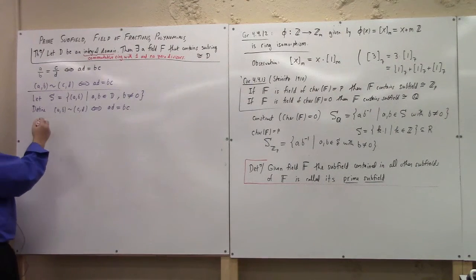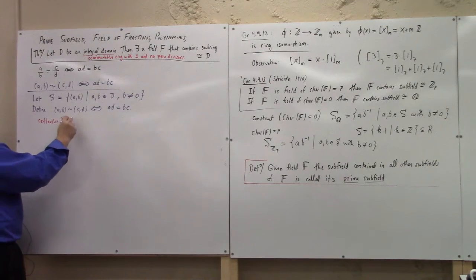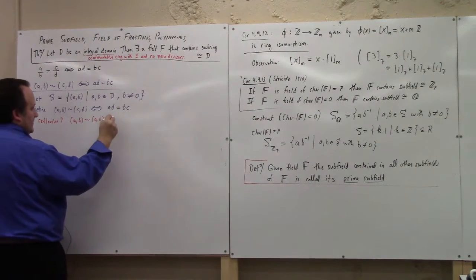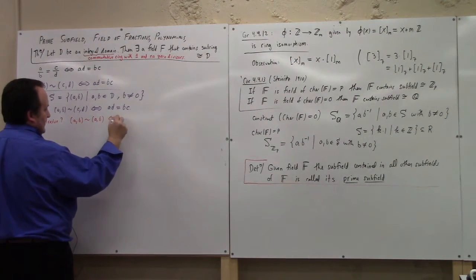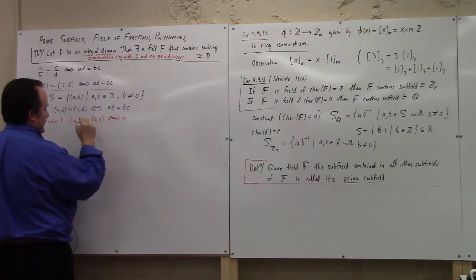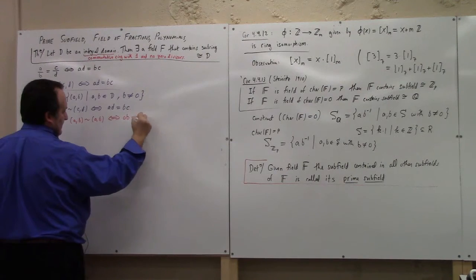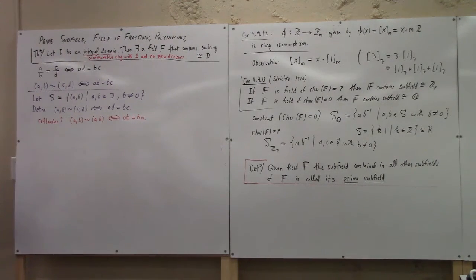Okay, so let's see here. How about reflexive? Is a comma b equivalent to a comma b? That's true because a times b is equal to b times a, right? We're trying to prove this is an equivalence relation because we're going to define operations on the equivalence classes. The equivalence classes of these things are going to be the actual fractions.